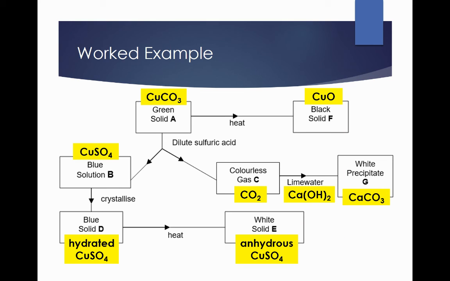Now, you will notice that what's missing between green solid A and black solid F will be CO2, based on the formula that is shown. And that is true, because what happens during heating is that it decomposes and it produces solid copper(II) oxide as well as carbon dioxide. I hope this summarizes what you have learned so far in qualitative analysis, and it is an appropriate example for you to look through. Thank you.